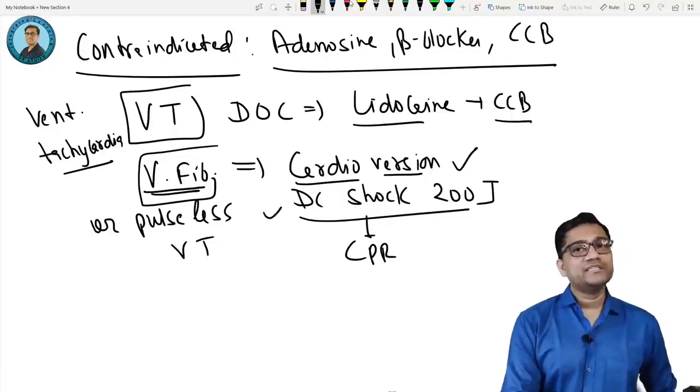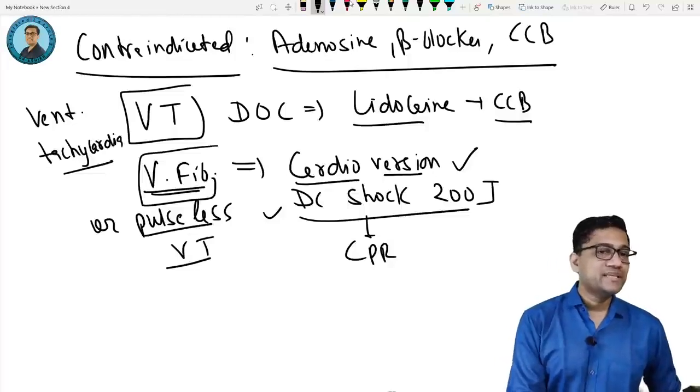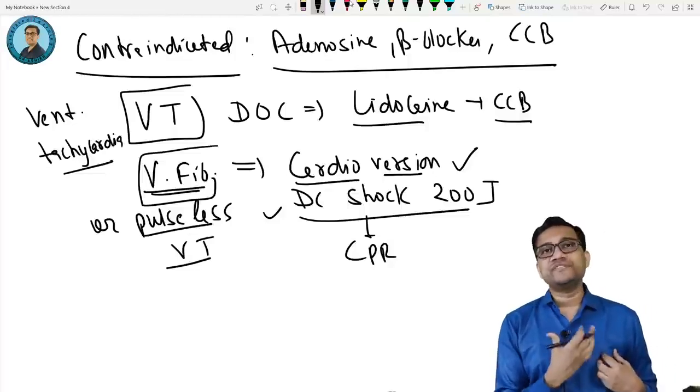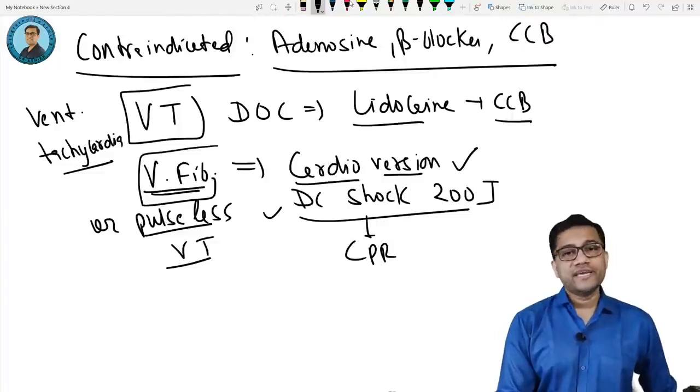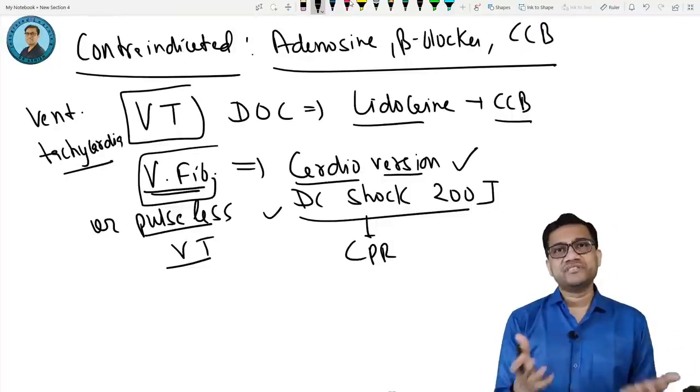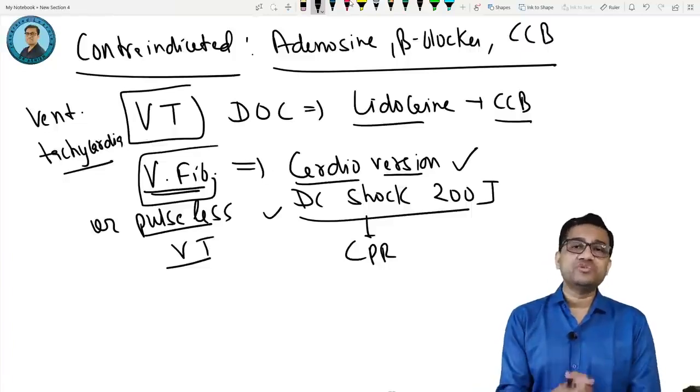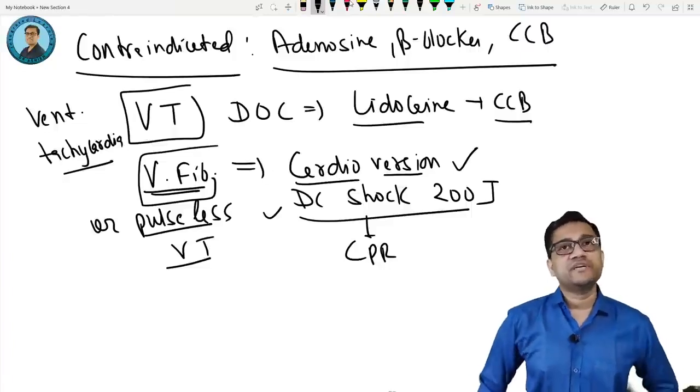For tachycardias, lidocaine, but if there's a pulseless state, that means the heart is not able to sufficiently generate pumping, we need to again give DC shock. In case of anything which makes us believe we can use drugs, we can again use the drugs which can block the rate.